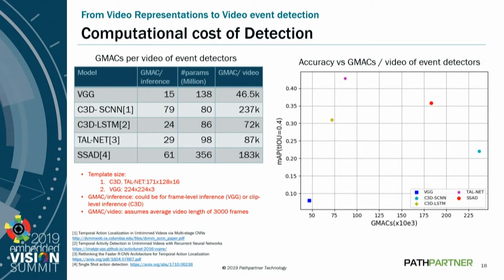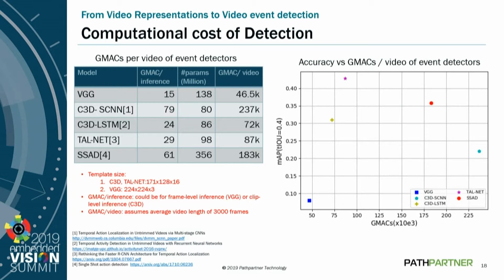So this is what the landscape looks like in terms of the computational cost versus the accuracy or the MAP for the event detectors that exist. I just spoke about C3D, SCNN, and TALNet. TALNet is Temporal Action Localization Net. The table here shows the gigamax per video. I'm coining that right now, because we need to be running that detector for that many frames. So gigamax per inference and gigamax per video are related linearly by the number of frames. Gigamax per inference times the number of frames is literally gigamax per video.